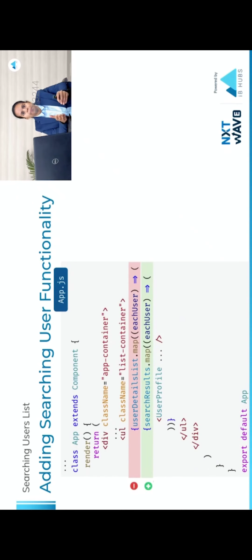Now, after we get the search results, we have to display the users based on the search results, right? Previously, we were iterating over all the users present in the user details list and displaying them. But here we have to display based on the search results. So we are just updating that. Instead of user details list, we are specifying the search results. So with this, you'll be able to see an output in this manner.